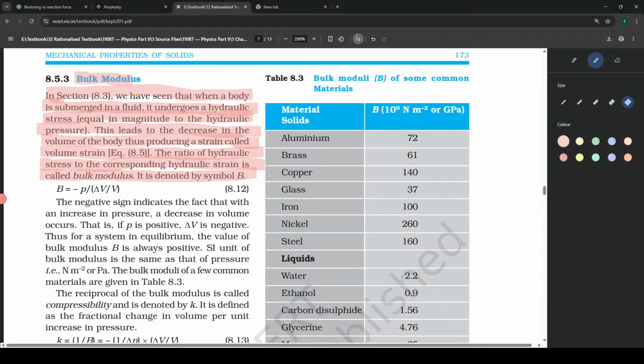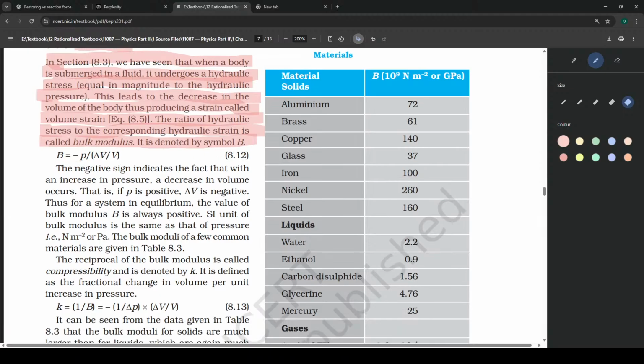Hydraulic strain is the change in volume per unit original volume, and P indicates the hydraulic stress, which is indicated with a negative sign because in most cases the body will get compressed, meaning there will be a decrease in volume. To keep the bulk modulus positive, we keep a negative sign there. The negative sign indicates that with an increase in pressure, a decrease in volume occurs, that is, if P is positive, delta V is negative. Thus, for a system in equilibrium, the value of bulk modulus will always remain positive.